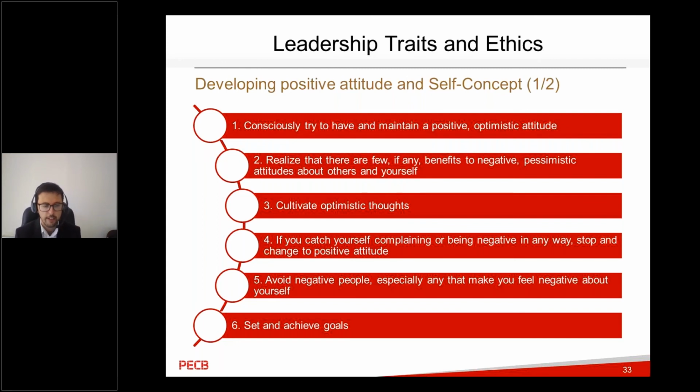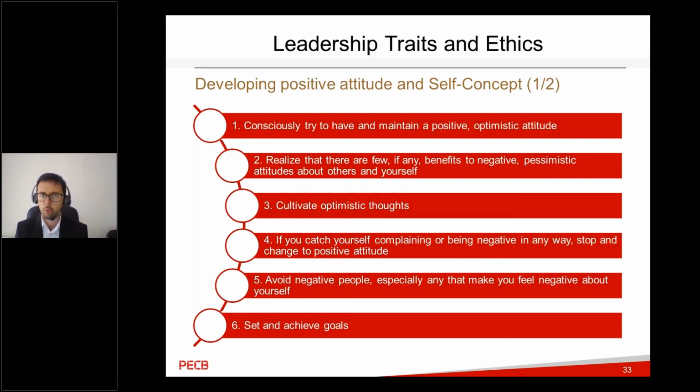By using positive talk, praising yourself for the good things that you have done, and using mental imagery, seeing yourself as succeeded, you will create positive attitudes and self-concept as well. Also, if you catch yourself complaining or being negative in any way, stop and change to a positive attitude. This requires emotional intelligence, self-awareness, and control over your emotions. But it is something that can be trained if we tend to think rationally.